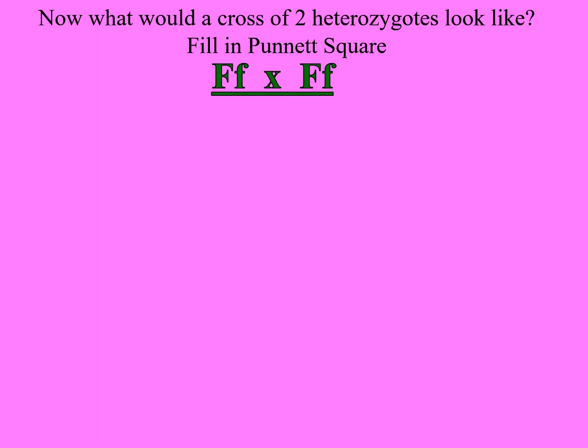But let's change this a little bit. What would happen if we crossed two heterozygous parents? Two people who have one capital F and one lowercase f, and again, capital F and lowercase f. They're both heterozygous. So let's replay this.